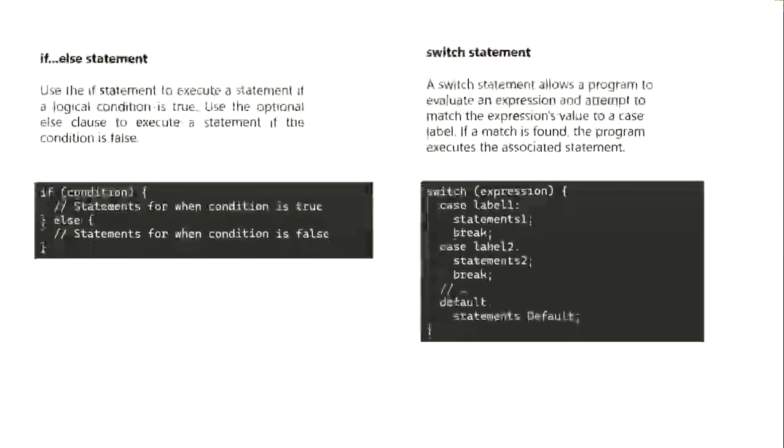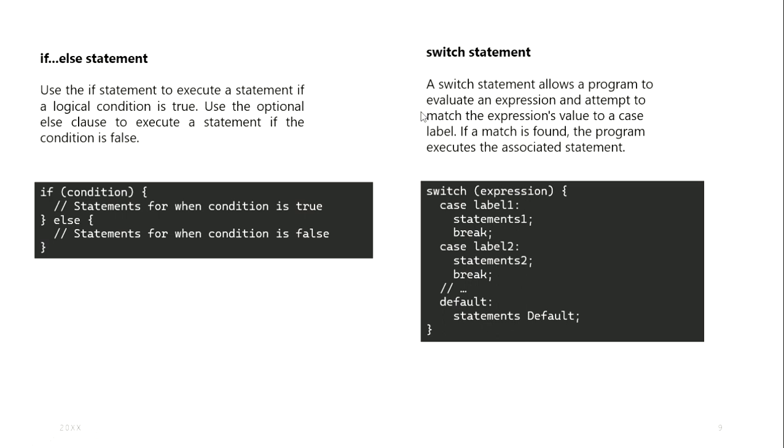Let's see the syntax. The if else statement is used when we have some condition to execute. We use the if statement to execute a statement if a logical condition is true, and if the condition is false, we execute the else statement. So this is the syntax as shown: if condition, then statements for when the condition is true, and then we have else. When the condition becomes false, we execute the statements for the else block.